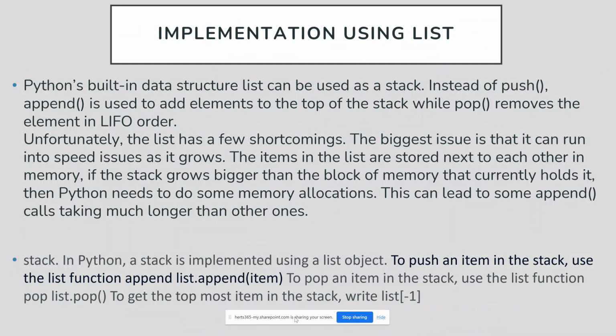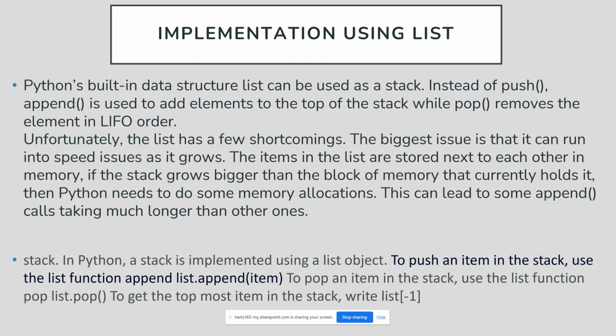While pop is pop. So a stack in Python is implemented using a list object. To push an item onto the stack, as I mentioned, we use the list function append. We don't call it list.push with the name of the item. We call it append. Like I said, append in English means adding an extra item on top of the list. To pop an item from the stack, we use the function pop.